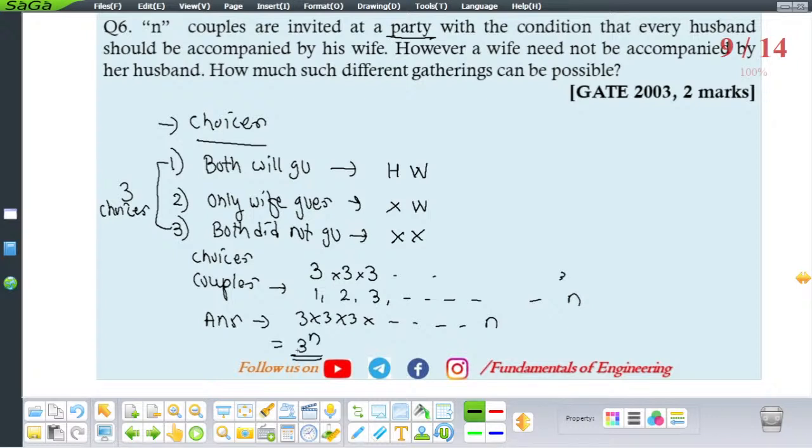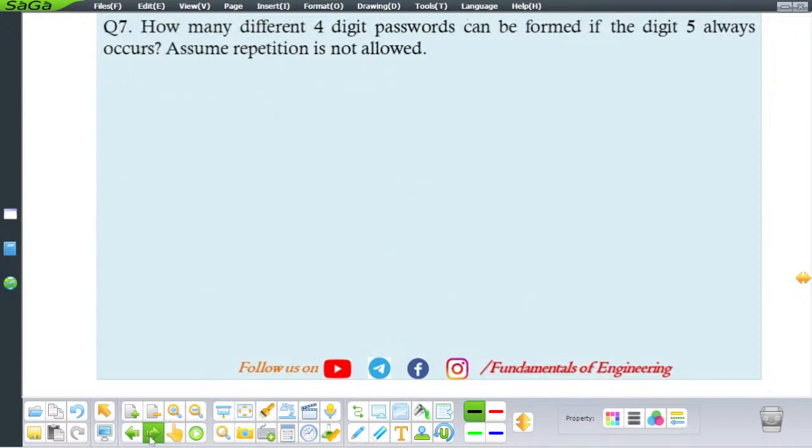Because of 3 possible choices: both go, husband and wife; only the wife goes; and both do not go, though they are invited to the party. So these are the 3 possibilities we are getting, and based on that, how many different gatherings are possible? 3 raised to n, that is the answer.